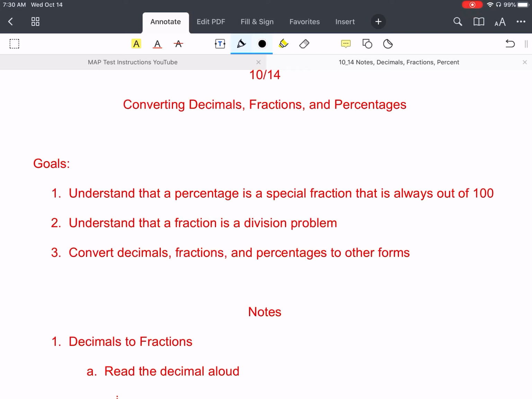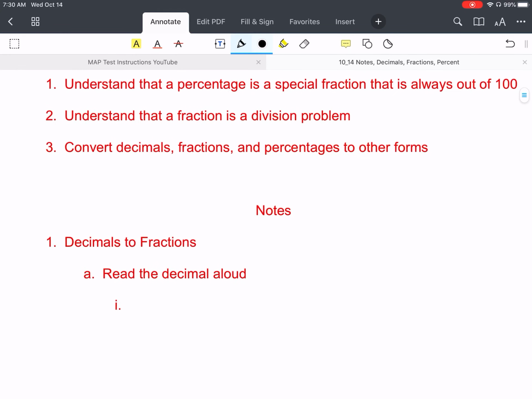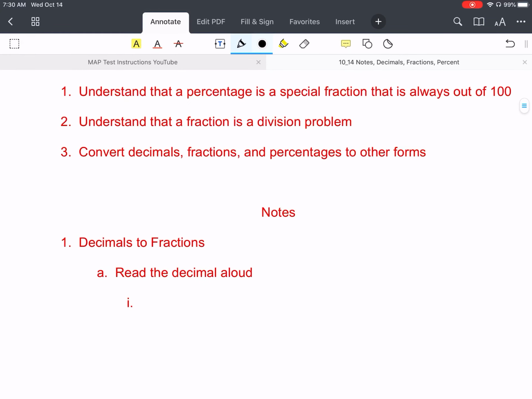So there are 6 different conversions that we're going to learn today. Some of them are very easy, and some of them are a little more complicated. We're going to start with a fairly simple one, converting a decimal to a fraction. If you are given a decimal, all you have to do in order to convert it to a fraction is to read it aloud.